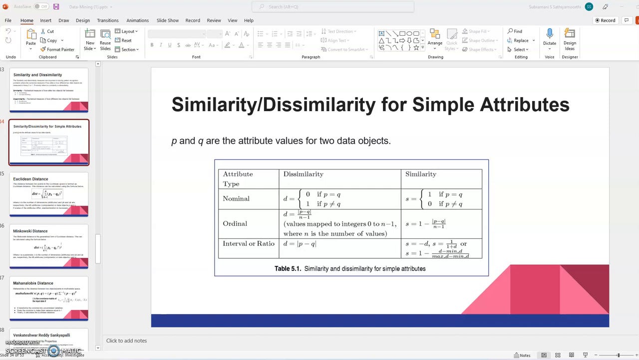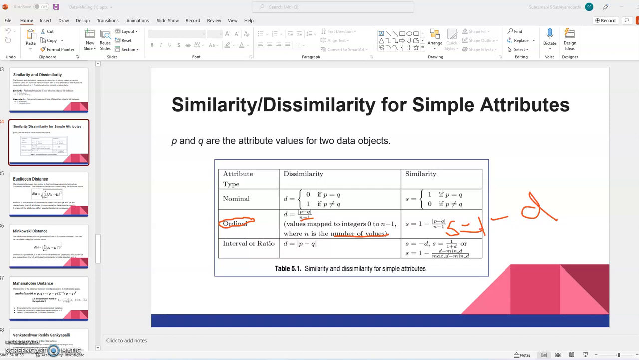For the attribute type ordinal, dissimilarity is calculated using the mod of p minus q divided by n minus 1, where n is the number of values. The similarity for ordinal is s equals 1 minus mod of p minus q divided by n minus 1. So rather, we can also say s equals 1 minus d, 1 minus the dissimilarity. Sorry for my handwriting.